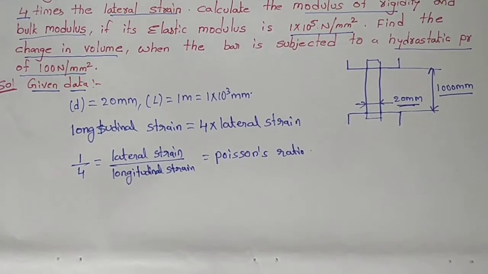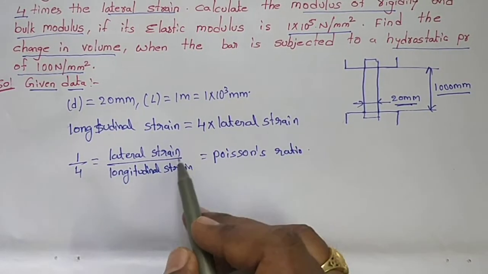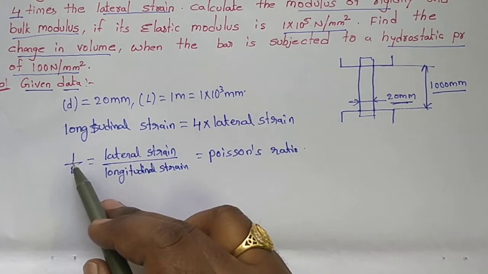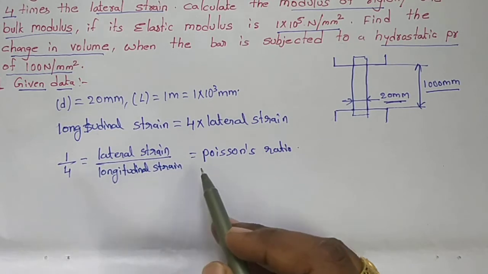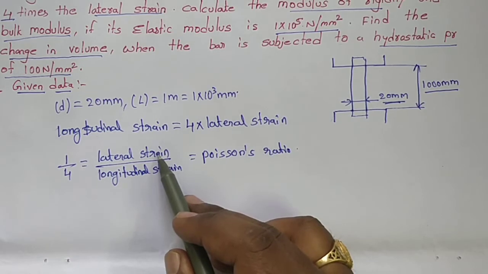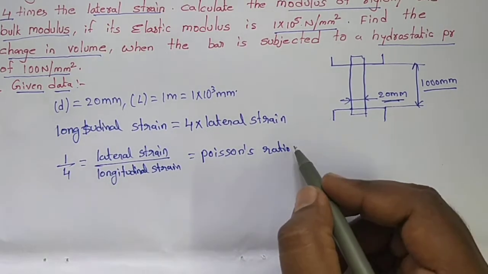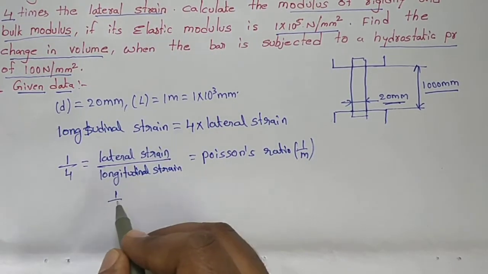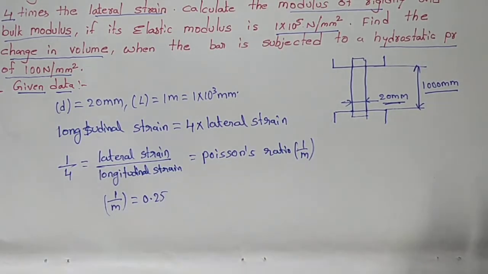Next, that can be written in the following way. When the 4 comes to the LHS, what happens? It goes to the denominator side. Therefore, 1 by 4 is equal to lateral strain by longitudinal strain. That equals Poisson's ratio. You know that the formula for Poisson's ratio is lateral strain by longitudinal strain. It is denoted by 1 by m. Therefore, Poisson's ratio 1 by m is equal to 0.25.